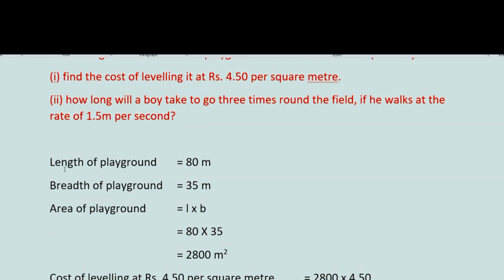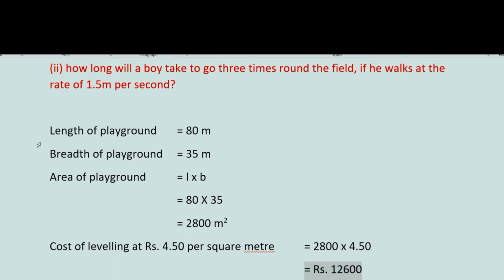Other case. Here they have asked now the next part, how long will a boy take to go 3 times round the field. Now suppose a boy is running in that field, he is running on the boundary, so how much time will he take to go 3 times, meaning he is going around the park 3 times. Okay, he is running 3 times around the field, then how much time will it take if he is running at the speed of 1.5 meter per second.